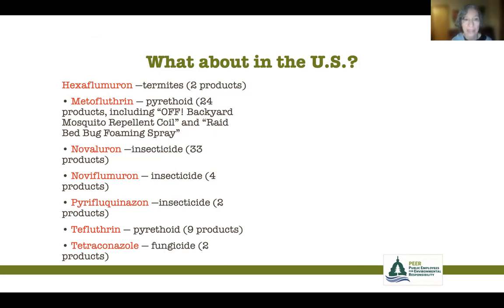There are 2 products that are used for termites, 24 products, including those mosquito coils that people put on their table outside and breathe. It's in a number of other insecticide products and also in a fungicide product. So these are approved pesticides, approved by EPA, approved by many, many states, that have PFAS as active ingredients.